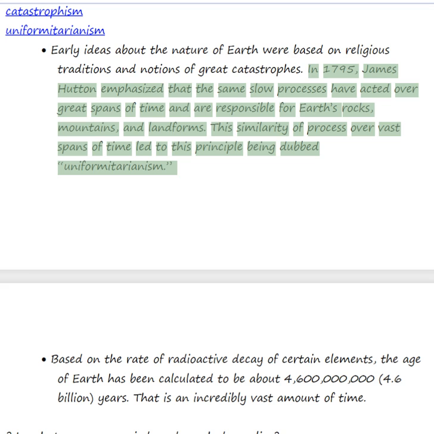In 1795, James Hutton emphasized that the same slow processes have acted over great spans of time and are responsible for Earth's rocks, mountains, and landforms. This similarity of process over vast spans of time led to this principle being dubbed uniformitarianism.